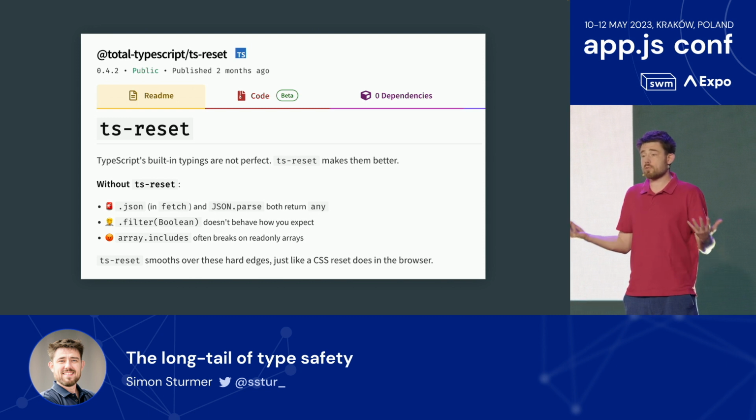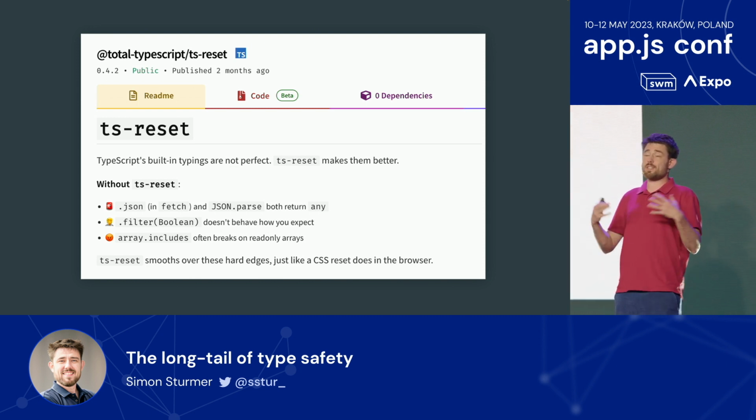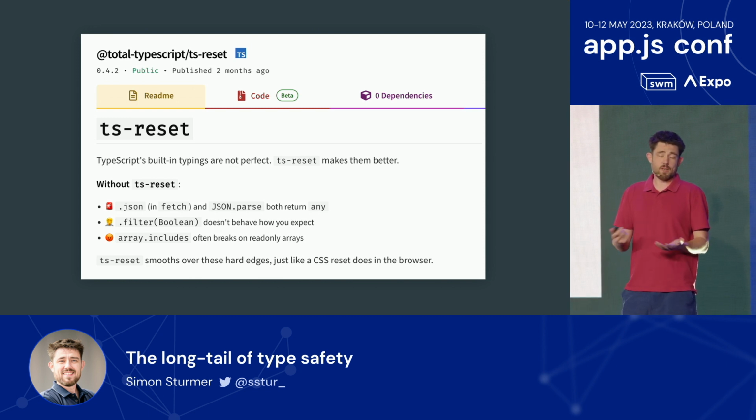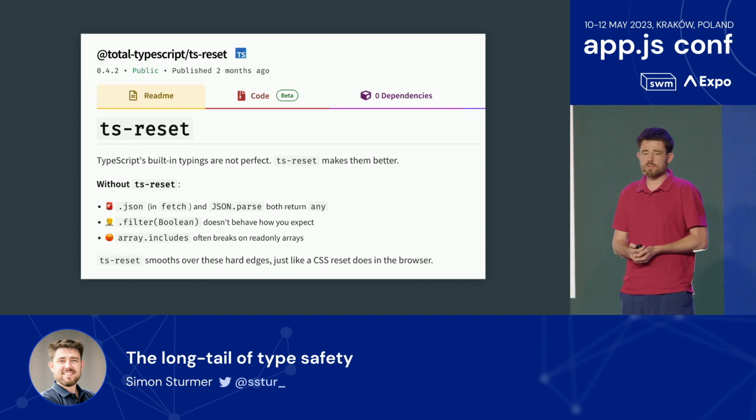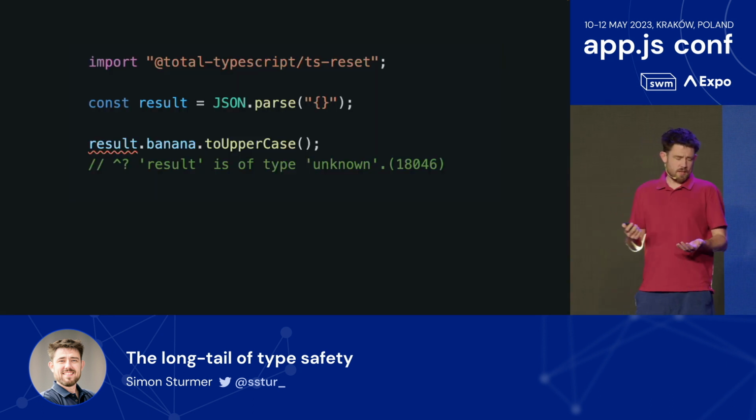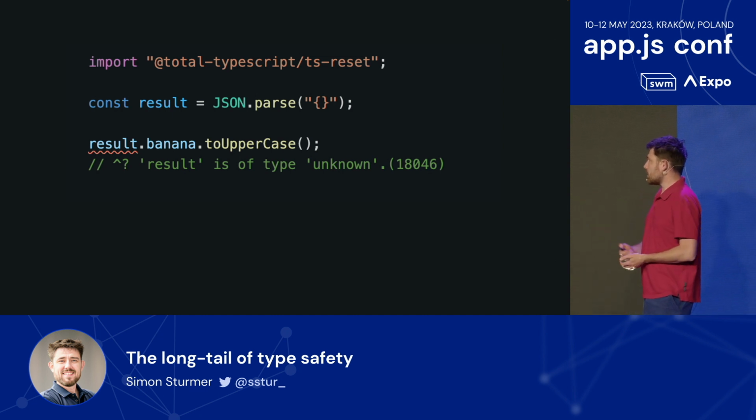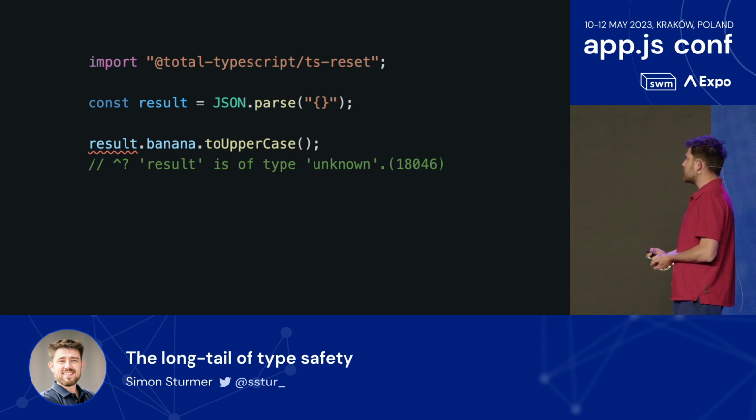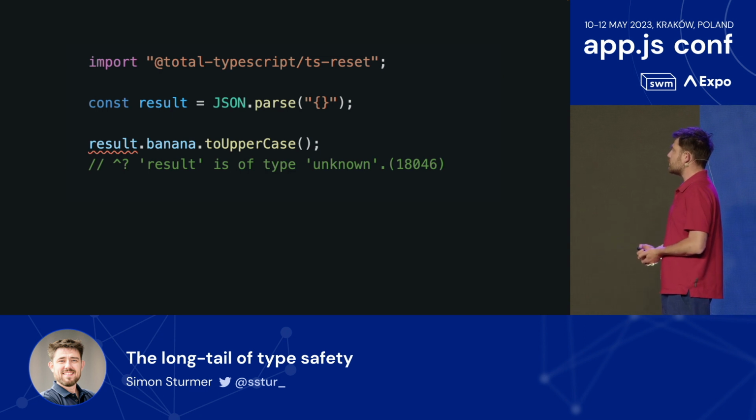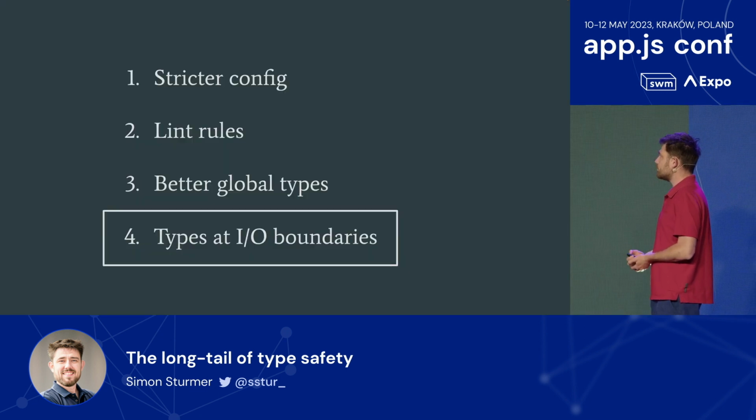the community comes to the rescue, or at least there is this new package that I think is really cool called TS Reset. It fixes a lot of the type-unsafe things that are in the built-in type defs. So what happens then? You try to parse something, you call something that doesn't exist, you get an error, and all is good. The result is of type unknown. You can't call these methods and properties on unknown.